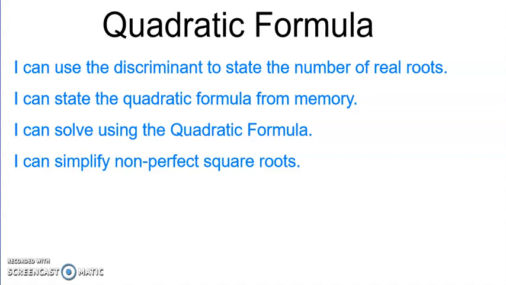In this video, we're going to talk about an introduction to the quadratic formula. So we're going to talk about the discriminant and how we can use that to understand how many real roots we have in a specific quadratic function. Also, be able to state the quadratic formula from memory, be able to solve using the quadratic formula, and then also simplify if we get square roots that do not have perfect squares, and how to deal with that when we have a negative in the square root.